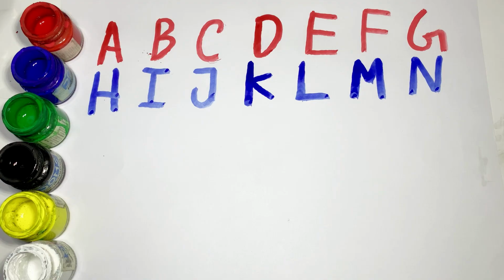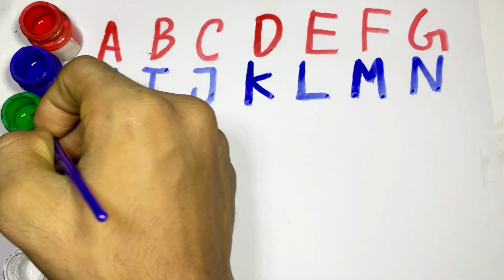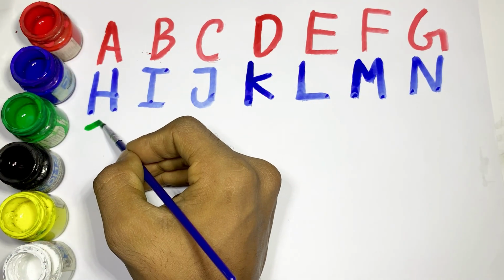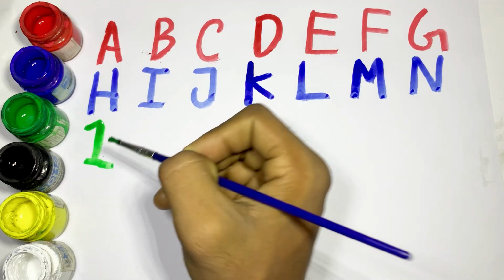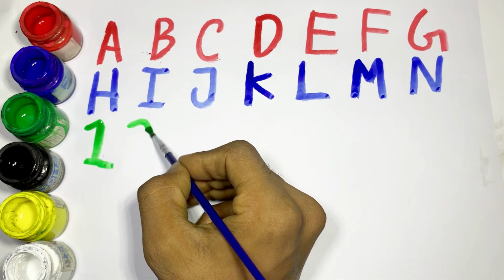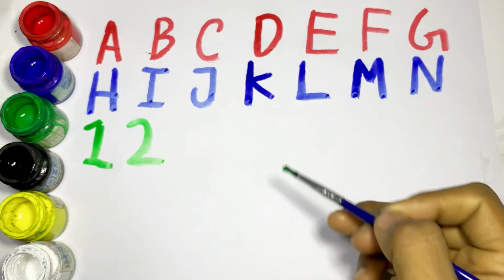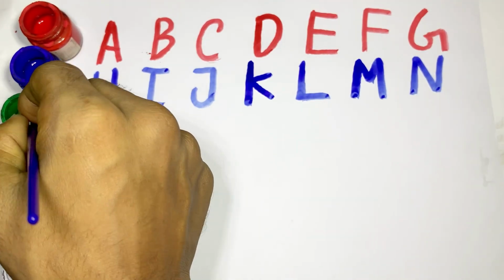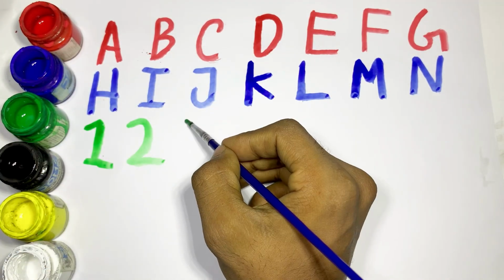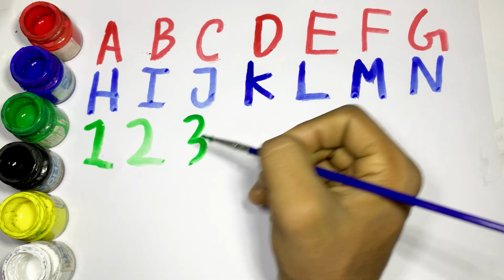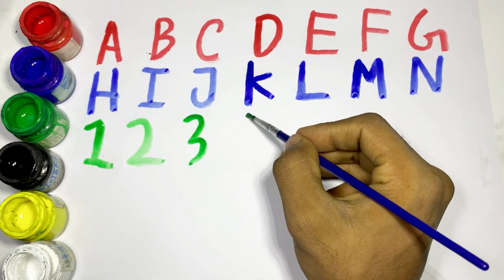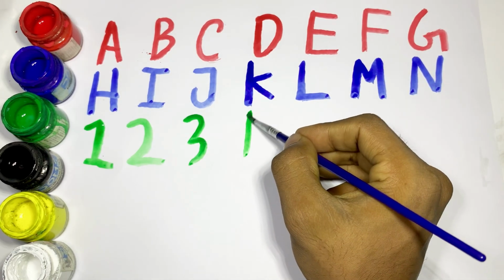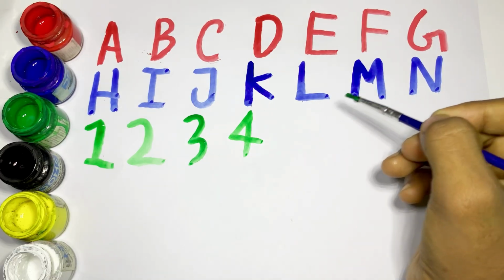The numbers of 1 and use green color. O N E, 1. 2, T W O, 2. Kids again use green color and draw 3. T H R E E, 3. 4, F O U R, 4.